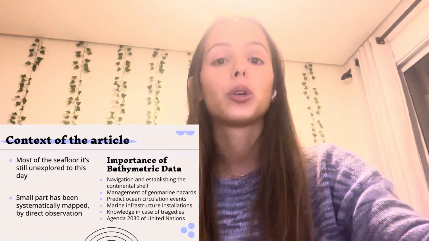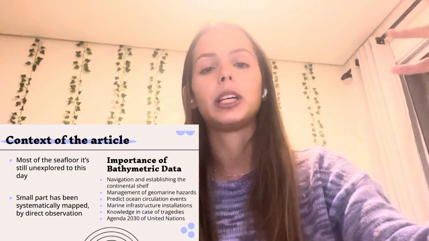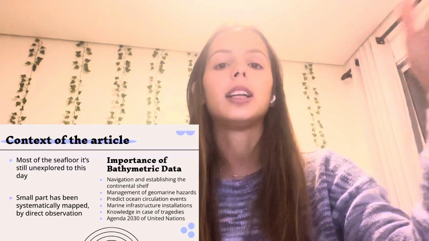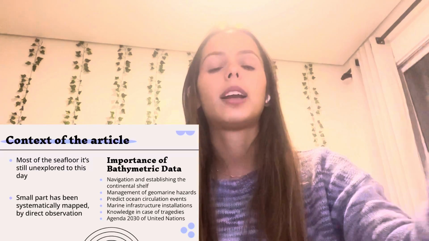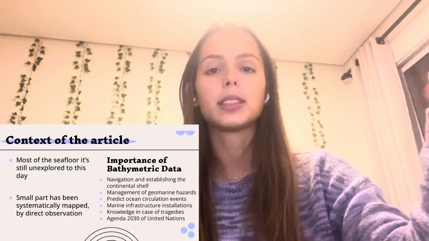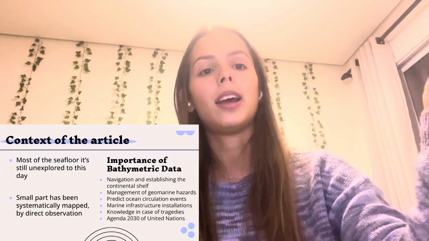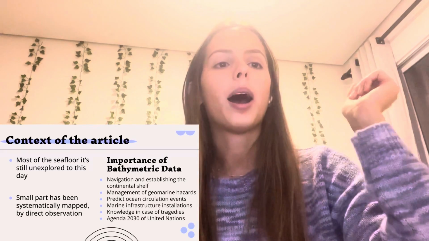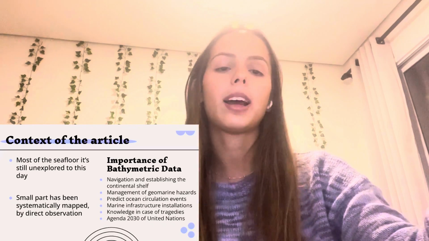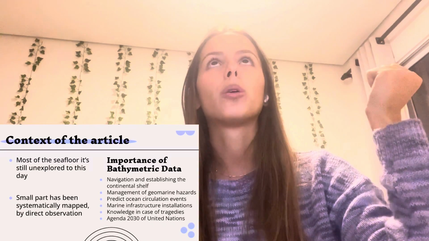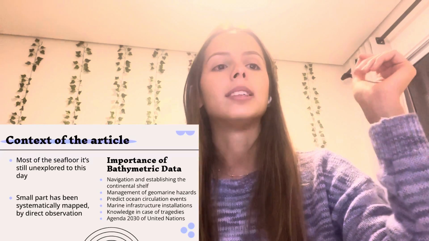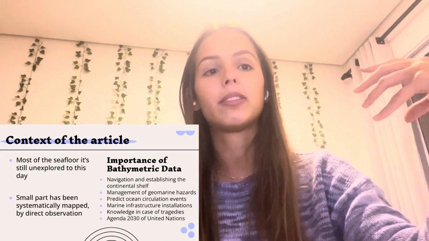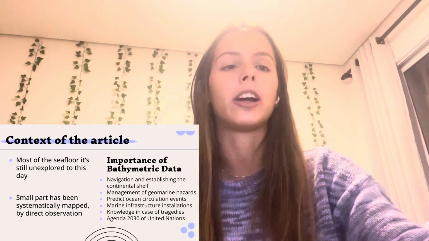Here are some of the reasons for the importance of having bathymetric data. The first one is for navigation and establishing the limits of the continental shelf. That can influence political and commercial aspects, for example, the EEZ areas, the exclusive economic zones, that refer directly to that. Something else is the management of geomarine hazards, like climate change, as I said, the erosion of corals, and other problems that we face today that affect the well-being of this environment. It is really important to know, to take better care.